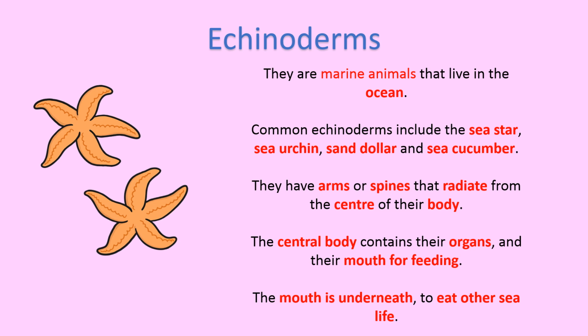The echinoderms. My turn. Echinoderms. Your turn. Echinoderms. They are marine animals that live in the ocean. Common echinoderms include the sea star, sea urchin, sand dollar, and sea cucumber. They have arms or spines that radiate from the center of their body. The central body contains their organs and their mouth for feeding. The mouth is underneath to eat other sea life.